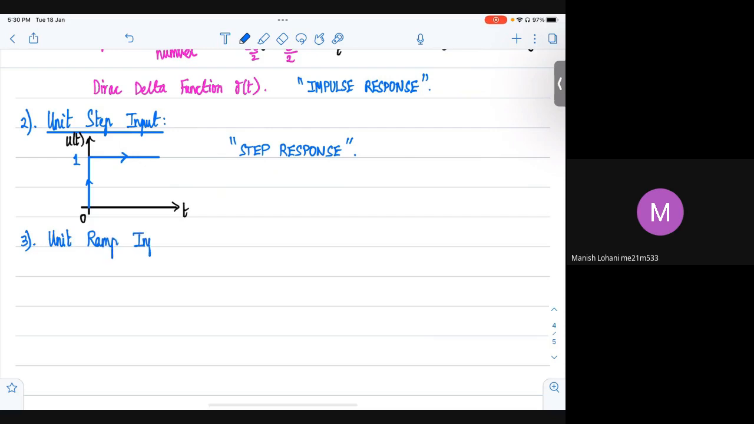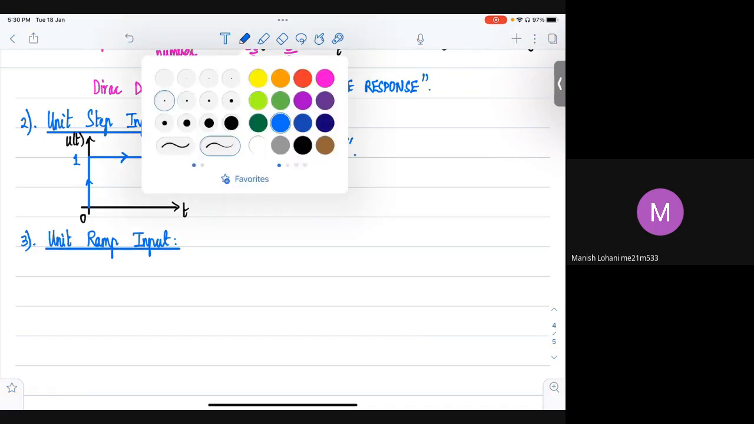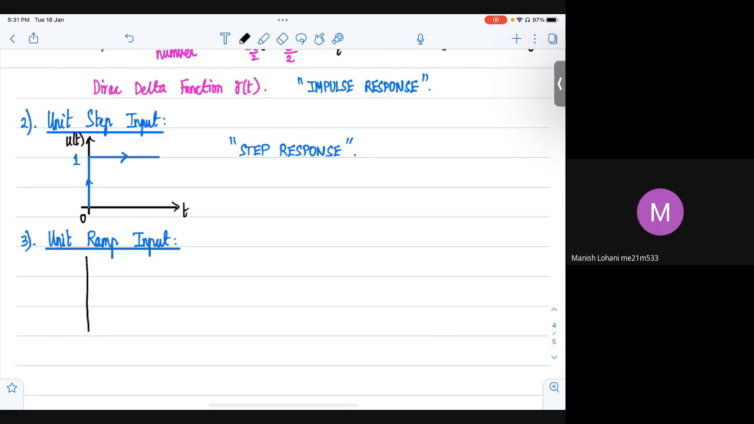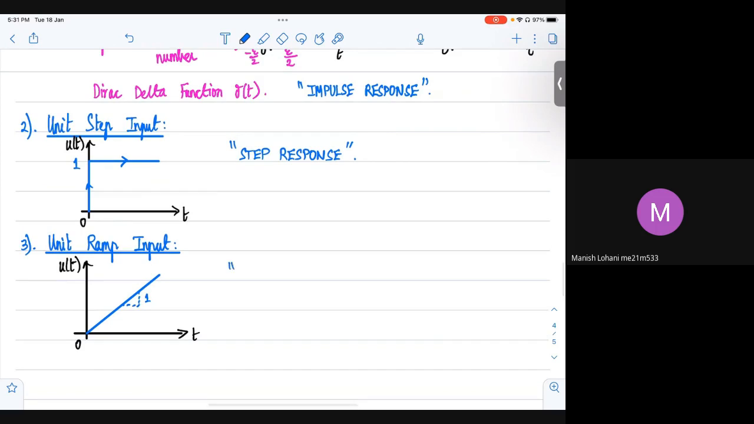Then there is what is called a unit ramp input. I'm sure by now we get a feel of what these signals are. All of us know what a ramp is. So what is a unit ramp? Let's plot it. A unit ramp is a ramp whose slope is 1. So why are we doing all these things? I will explain to you shortly. And the corresponding output is what is called the ramp response.